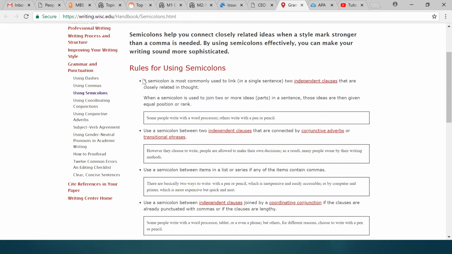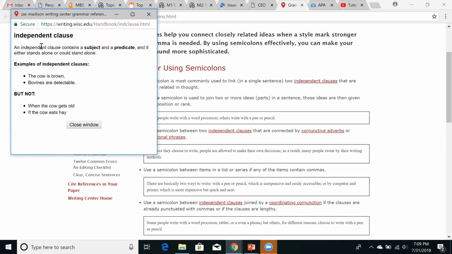So here's the information I had in my slide: two independent clauses. Here's what I was talking about when I said you've got easy links to this. If you don't know what a word means or what the grammatical word is, you can just click on it and it'll pull up a little window and show you exactly what it is. So that's really helpful. You've got questions on questions.